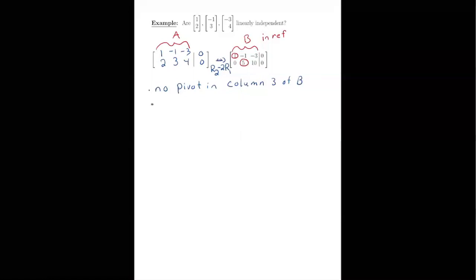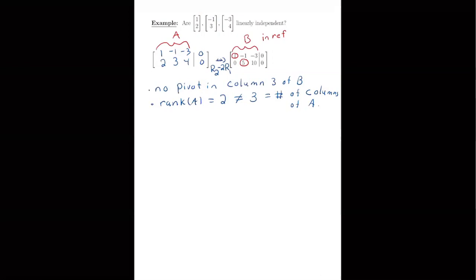And if we want to think about this in terms of rank, what is the rank of A? Well, there are 2 leading entries, so the rank of A is equal to 2. And this is strictly less than 3, which is the number of columns of A. So the rank is strictly less than the number of columns of A. And with this information, this is enough for us to conclude that these vectors are linearly dependent.